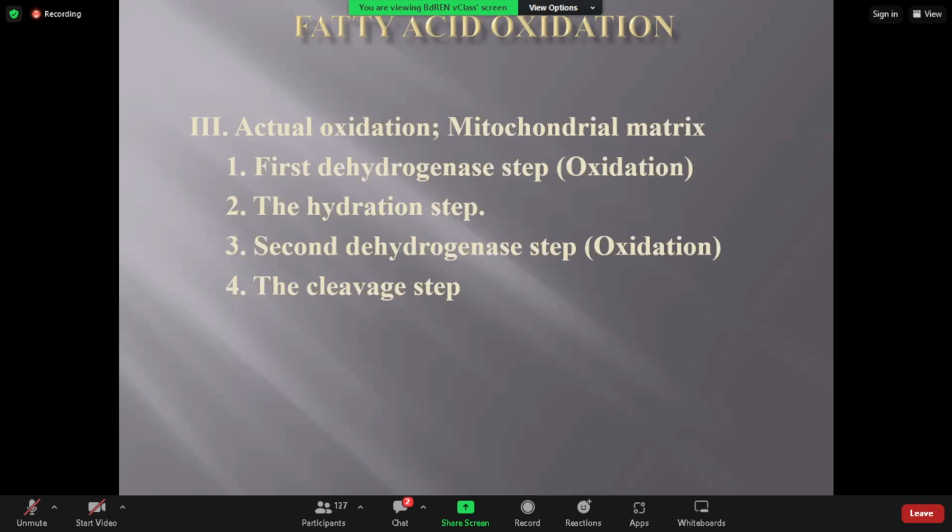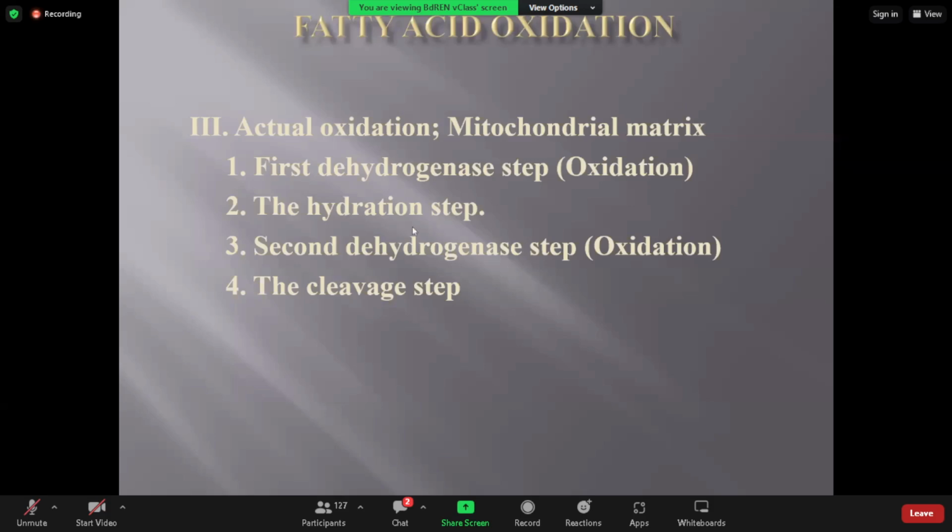If initially the chain of the fatty acid contains 16 carbon, then when these four steps are completed, two carbon will be released as acetyl coenzyme A. So the chain will remain 14 carbon, and it will then enter into the first dehydrogenation step, then hydration, second dehydrogenation step, cleavage, and then two carbon will be released. And these four steps will be followed to release two carbon at a time as acetyl coenzyme A.